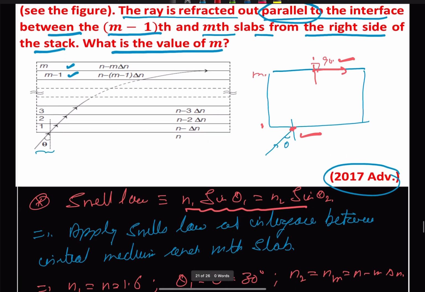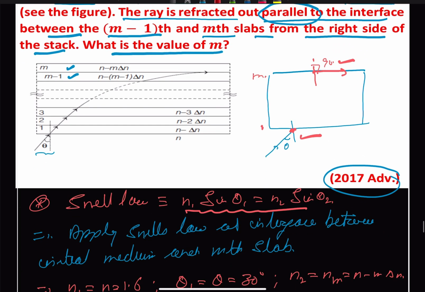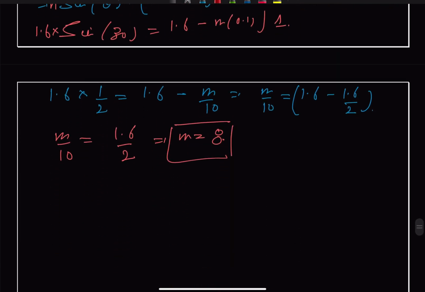Even if we apply Snell's law at each intermediate point, and so on, the respective refraction angles are going to cancel each other out, giving us a final relationship between the final one and the initial one. So the intermediate refractive indices and refraction angles don't matter at all. So we apply it directly, and that is going to give us that our value of m is equal to 8.